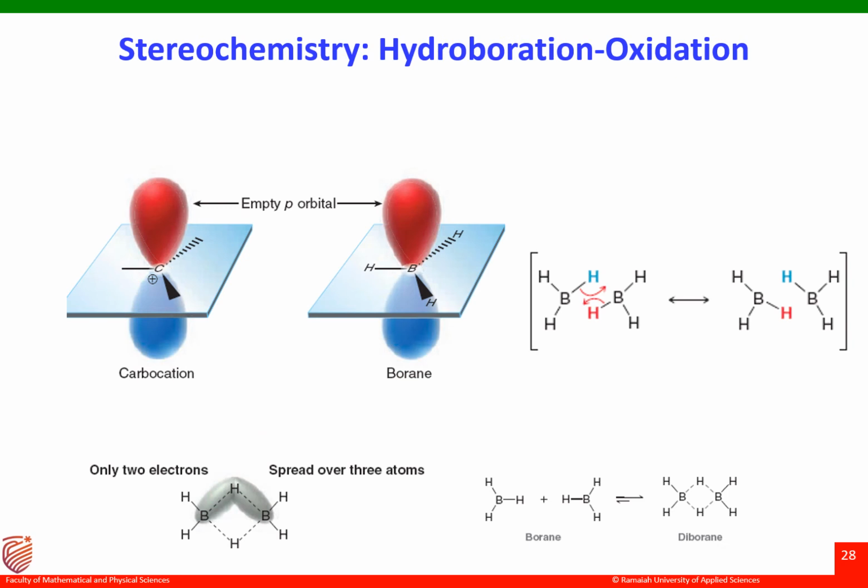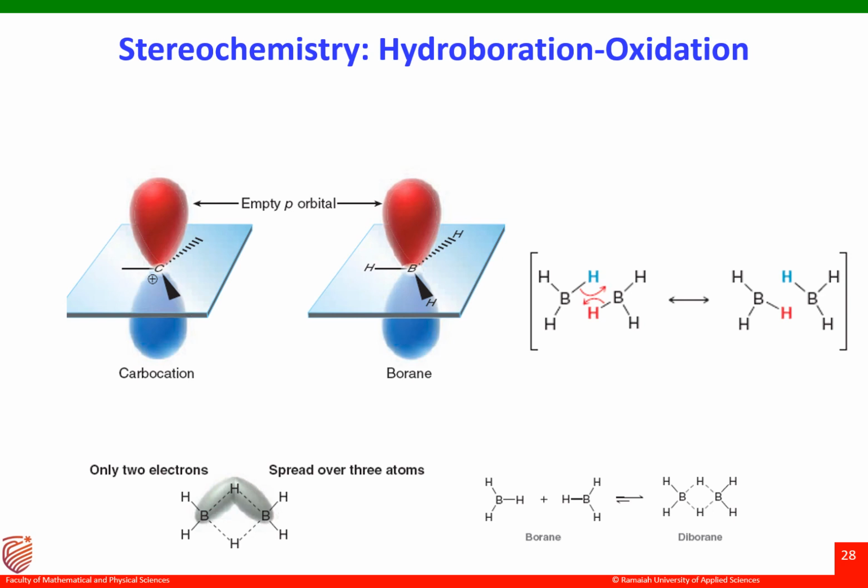The structure of borane, BH3, is similar to that of a carbocation, but without any charges. I have not written any charges, and the empty p orbitals you can see there, right. So the first one is the carbocation with a positive charge, whereas boron is without any charge, but both of them bear an empty p orbital. The boron atom lacks an octet of electrons and is therefore very reactive. In fact, one borane molecule will even react with another borane molecule to form a dimeric structure called diborane. So you can see the structure of diborane there.